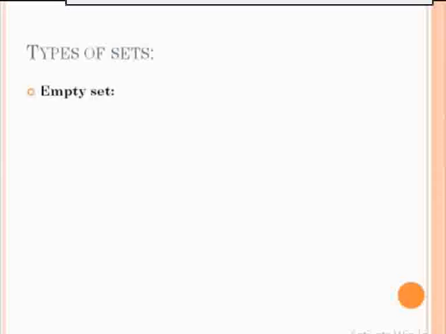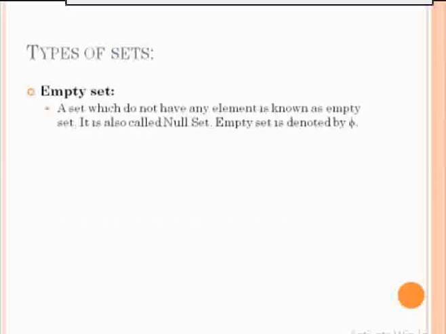First type is empty set. A set which does not have any element is known as empty set. It is also called null set. Empty set is denoted by this sign, and this sign is called phi. We have an example, set A equals integers between 0 and 1. Okay students, you know there is no integer between 0 and 1. We will get empty brackets, or you can say phi.